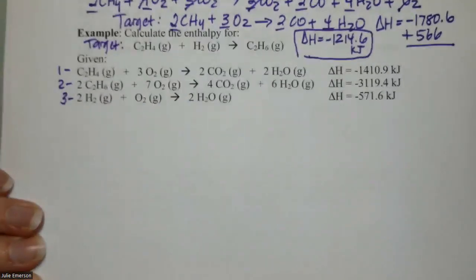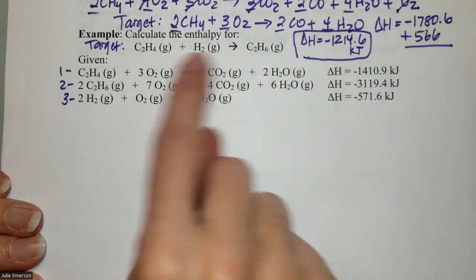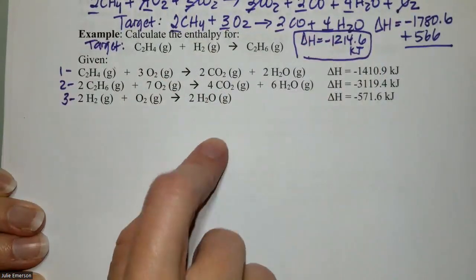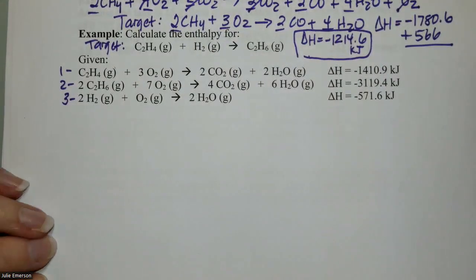So the question is, what am I going to do to each of these equations? You might look at this and be like, well, I've got 3 equations given to me, but I only have like 3 substances here. So how is all this going to work? There's a lot of stuff here I don't need: oxygen, CO2. So this one might look like it's worse, but it's really the same idea.